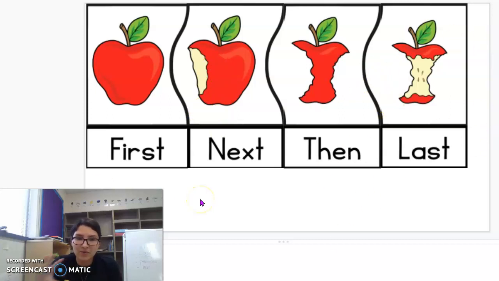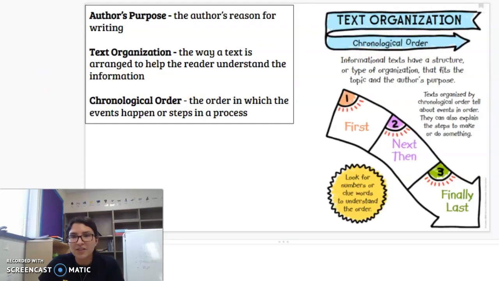The process in which something happens. So if you were to get an apple, you get your apple, then what happens? You take a bite. Then you keep eating it. Last, all your apple's gone, right? So that is chronological order. The steps or events that happen in order.